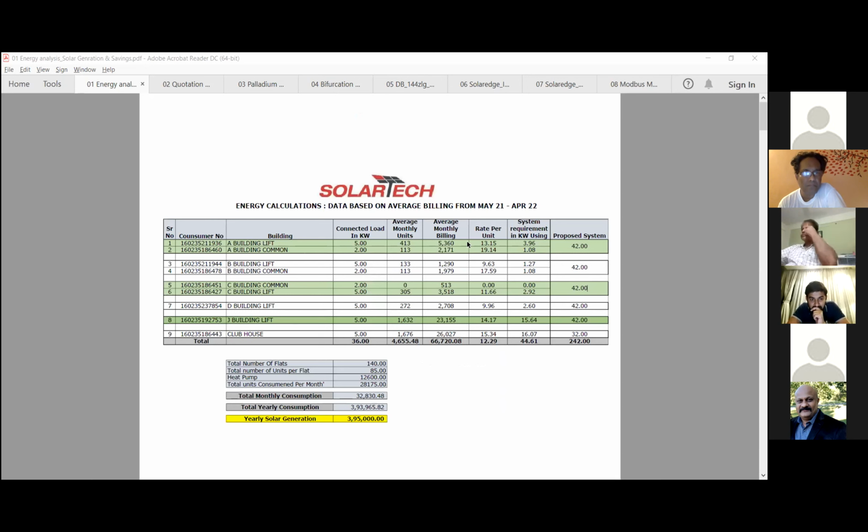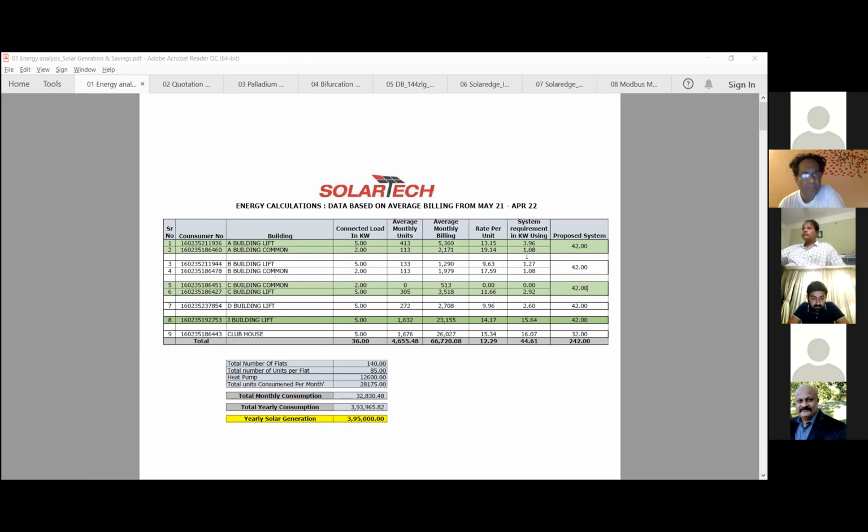So if you see for building A, your consumption is like 413 plus 130. If you calculate all your buildings plus clubhouse, your consumption pattern is around 4,600 units per month. And the average billing, what you are spending on this, is around 66,000 to 70,000. And if you calculate the rate per unit, what you are spending is around 12 rupees 29 paisa. Then the system required for the common area is around 44 kilowatts, only for the common.